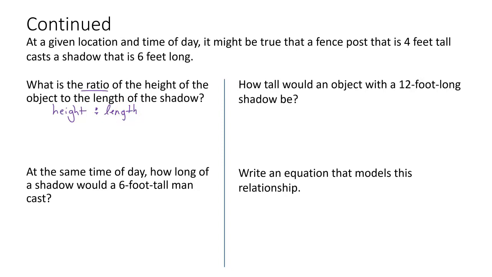Height of the object to length of the shadow. Well, what is the height of my object? 4 feet. Where is it? Right here in the question. A fence post that is 4 feet tall. So the height is 4 feet. Okay? What's the length of the shadow? 6 feet. So we've got our ratio.